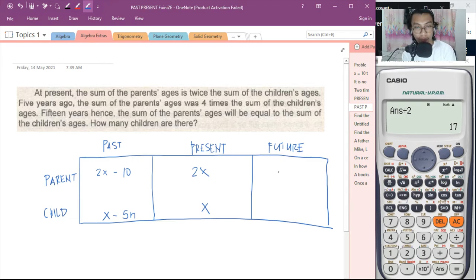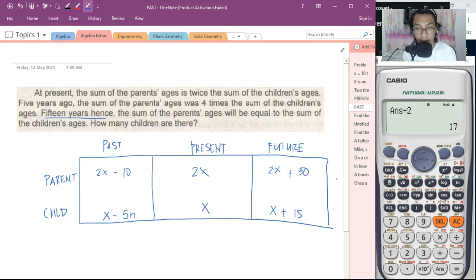And then, in the future, sabi dito, 15 years hence, the sum of the parents' ages will be equal to the sum of the children's ages. So, this is x plus 15. Okay. Dalawa yung parents. Hindi mo pwedeng tatlo yan. So, 2x plus twice. Twice nga. Oh, 15 times 2. Pag tumanda yung isa ng 15 years, tatanda din yung isa. Dito, bumata ng 5 years, bumata din yung isa, kaya naging 10. Yun yung paliwanag doon.